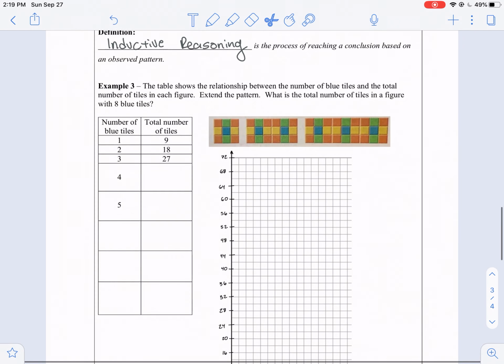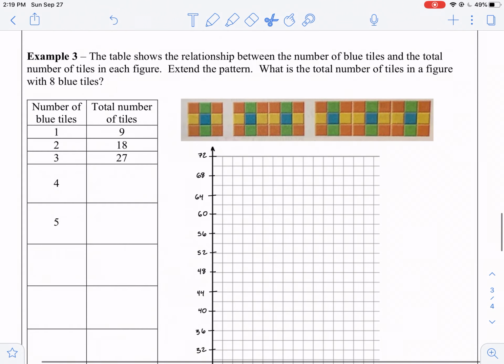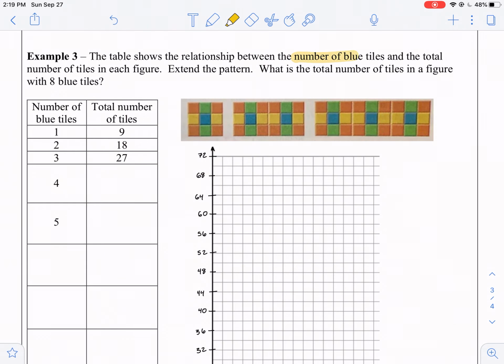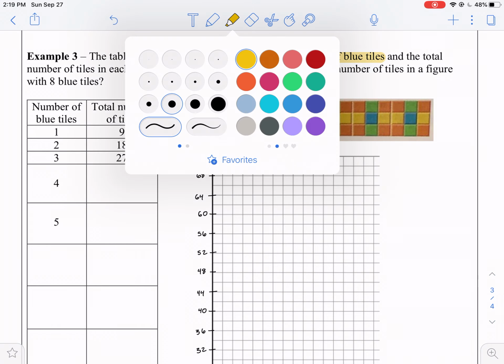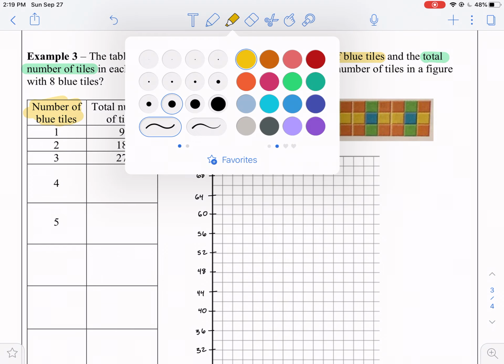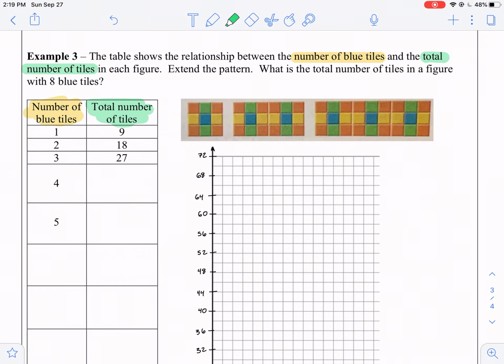We're going to do this in this example right here. So here I have this beautiful little tile pattern. It's got 9 tiles, and in the very middle is a blue tile. So we want to explore the relationship between the number of blue tiles, which will be our X on our graph, and the total number of tiles, which will make our Y. We do this because the number of blue tiles comes first, and then the number of total tiles comes second in our chart.